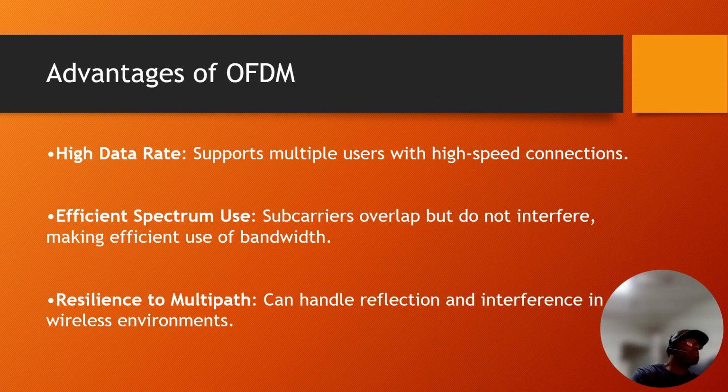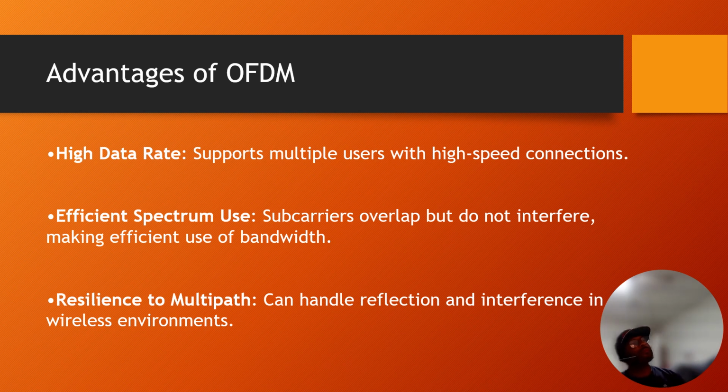Advantages of OFDM. OFDM supports higher data rates compared to FDM for several reasons. Efficient bandwidth usage. In OFDM, subcarriers are closely spaced but orthogonal, meaning they don't interfere, allowing more data to be packed into the same bandwidth. Resilience to interference. OFDM handles multipath interference better, reducing errors and increasing efficiency, especially in high-speed wireless environments.